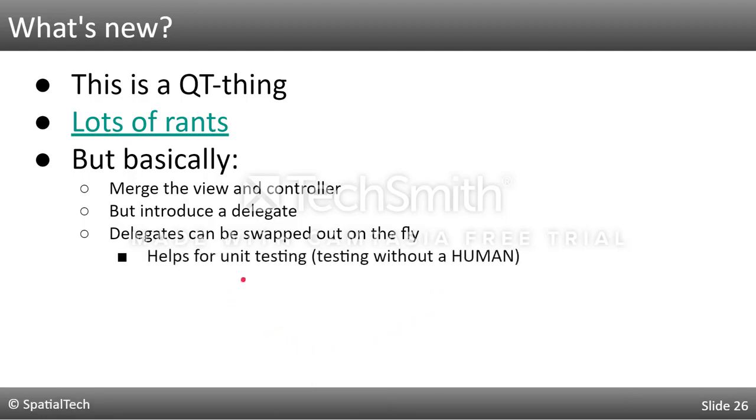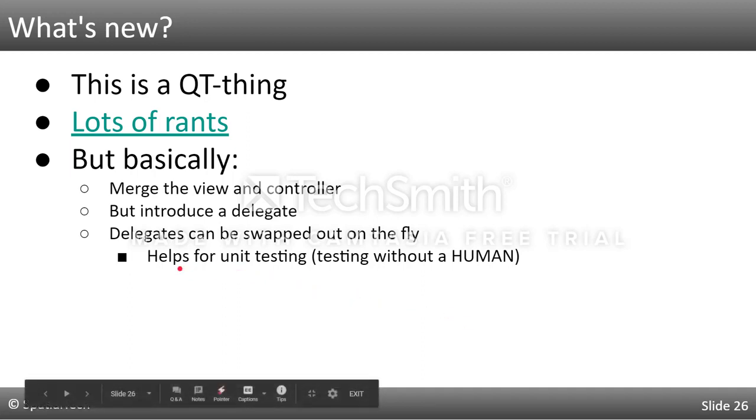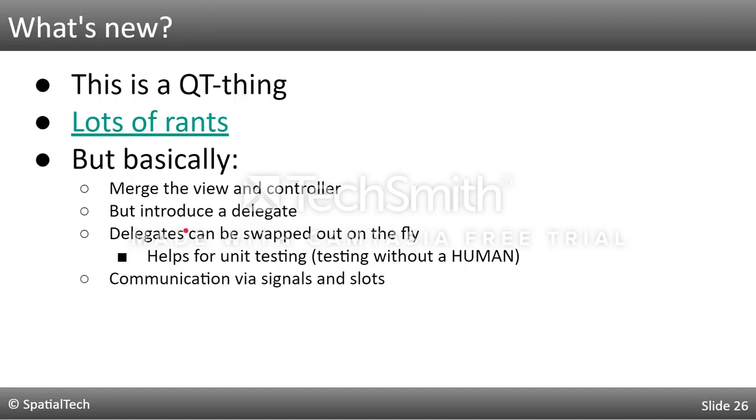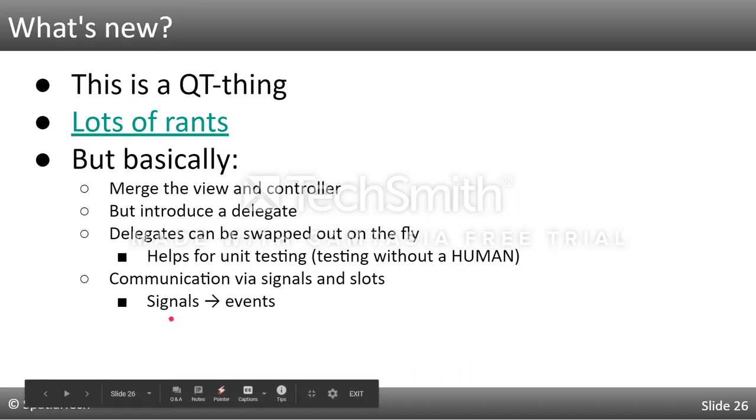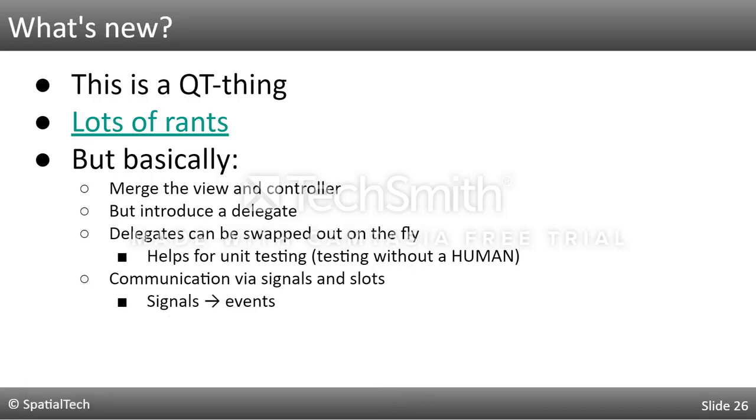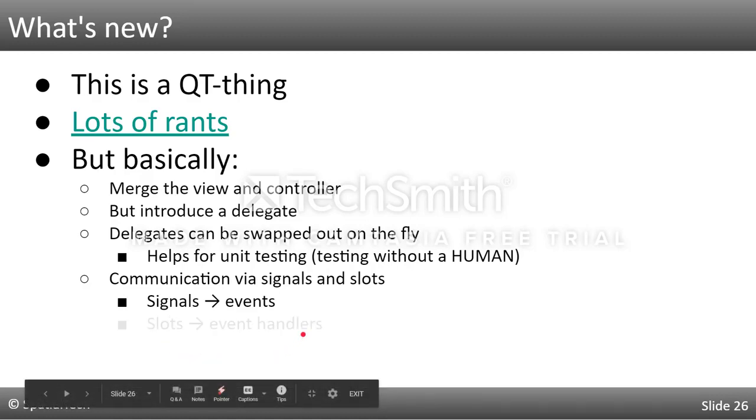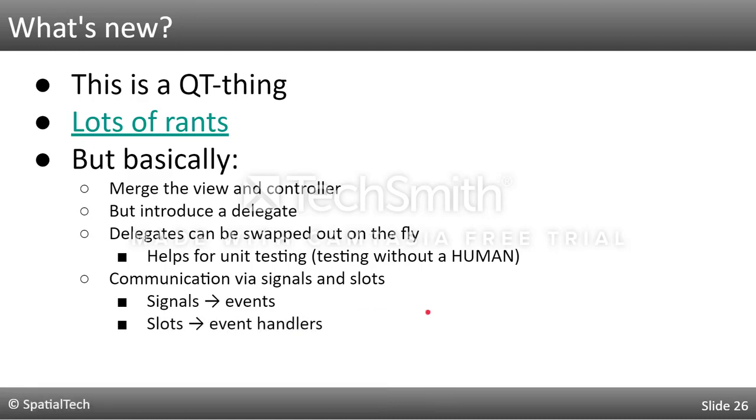It definitely helps for unit testing, right? Testing without the human, and MVP has that advantage as well. Its communication is via signals and slots. These are events and event handlers, they just use different terminology when you're in the Qt world. They do a lot of embedded systems, so some switch, some signal from the gas tank says you're low, and then the event handler says, okay, turn the light on the dash.